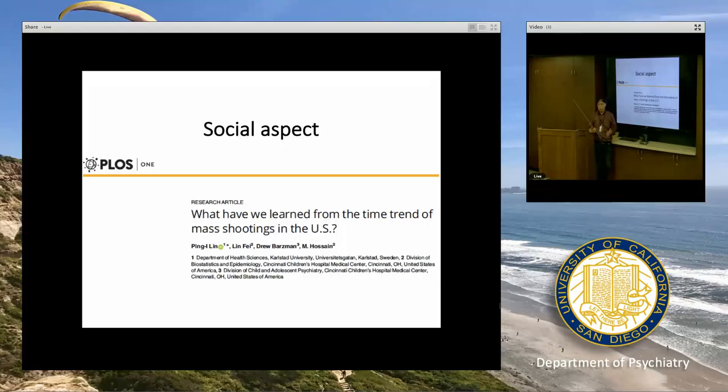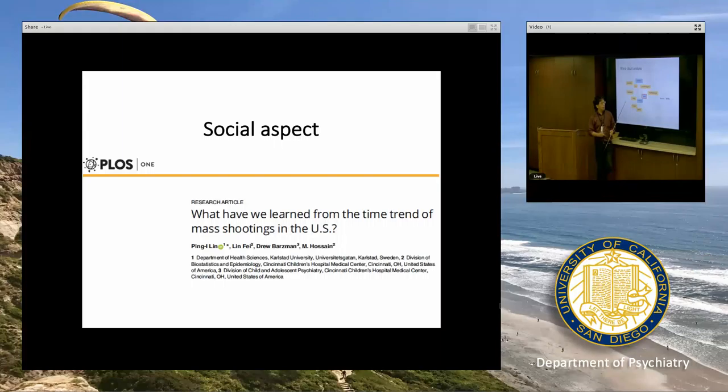As you know, previously there was a lot of research looking at how social economic status influences the homicide rate or the incarceration rate, et cetera. But here we try to focus on a very specific type of violent behavior, mass shooting. We were inspired by the earlier study to look at the time trend of homicide, so we want to know about the time trend of mass shooting.